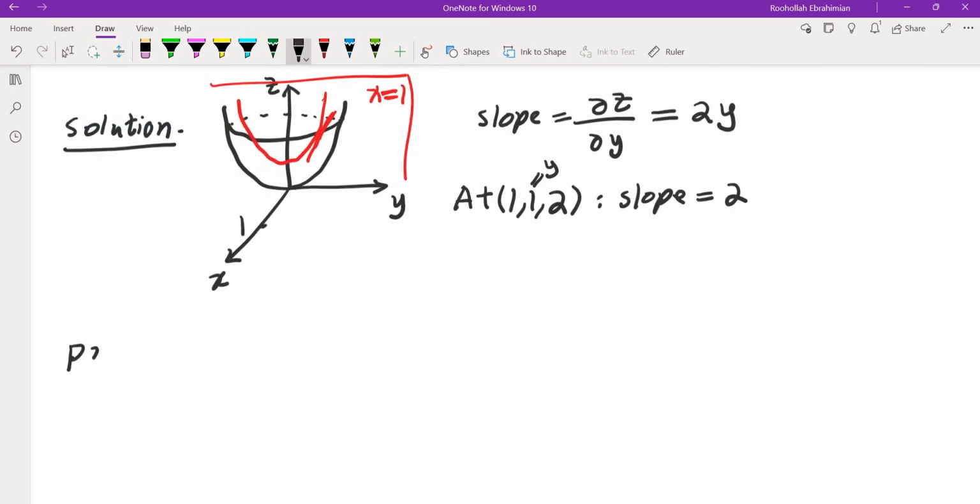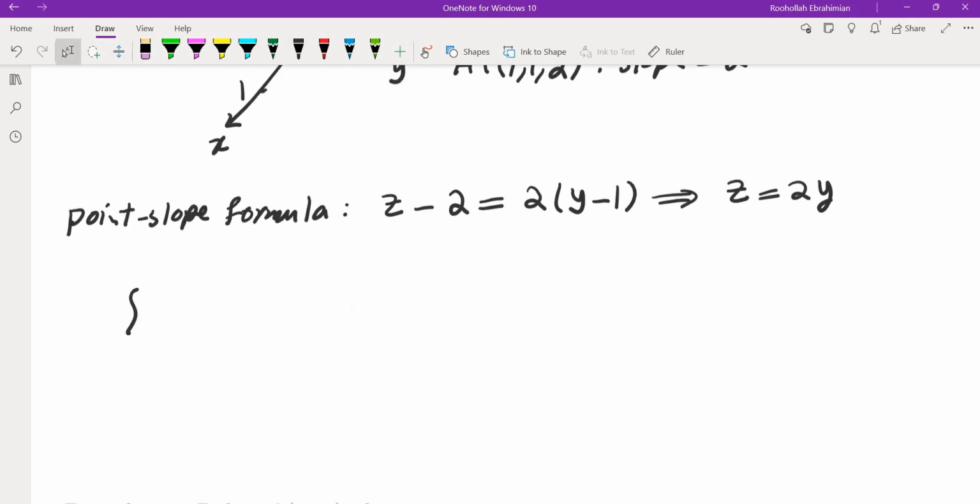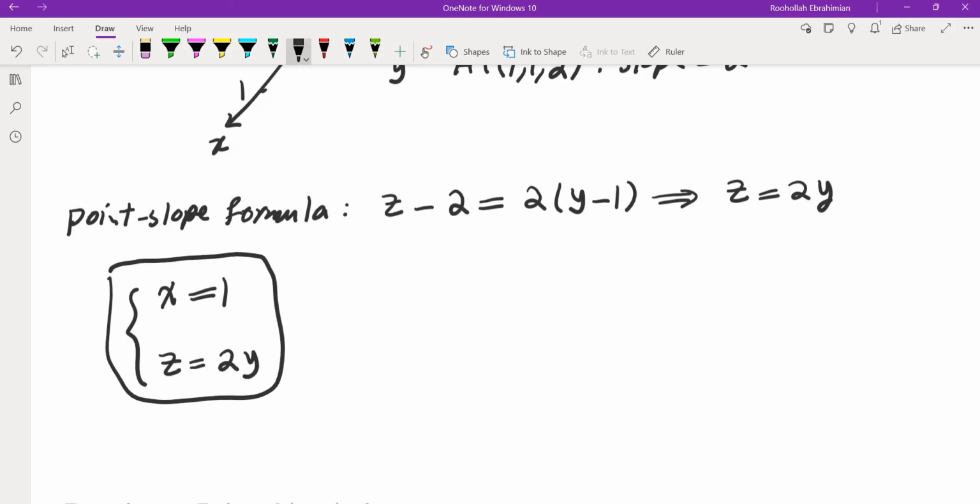So now with the point slope formula, we can write down the equation of the line. We get z minus z naught, which is 2, equals slope times y minus 1. So the equation of the line is going to be z equals 2y, and the negative 2's cancel. So the line would be x equals 1 and z equals 2y. So this is the equation of the tangent line.